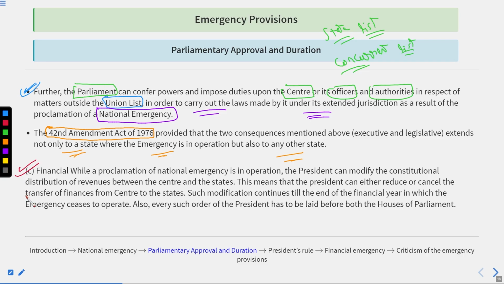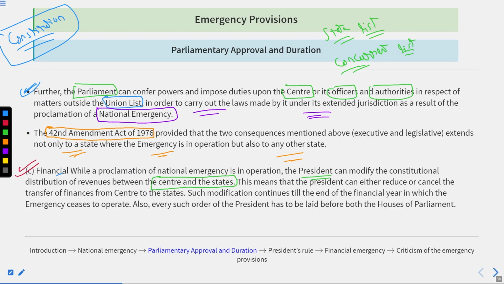Financial: while a proclamation of national emergency is in operation, what happens with the financial? Basically, the president can modify the constitutional distribution of revenues between the center and the states. Whenever we talk about the revenue and the financial distribution between the center and the states, this is done on the basis of the constitution of the country.